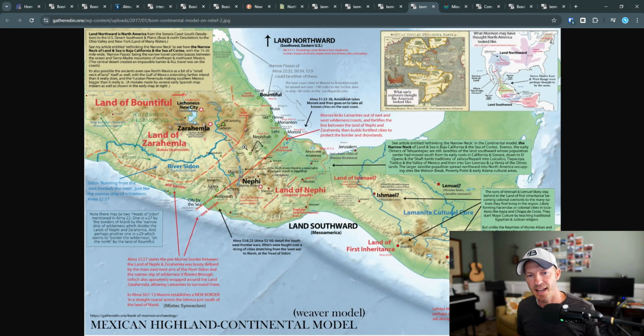Then after this attack, Moroni expands the border, moves it south, kicks everybody out of the east and the west wilderness, builds garrison cities: Moroni, right? Nephihah, somewhere in here. Lehi, Morianton, all these other new cities to the north of those cities, you can kind of debate exactly where they are.